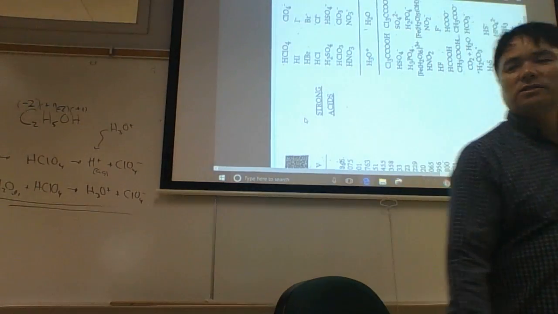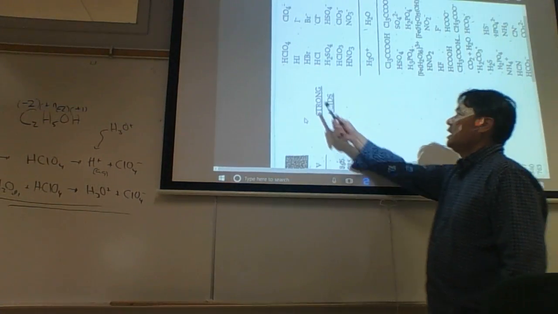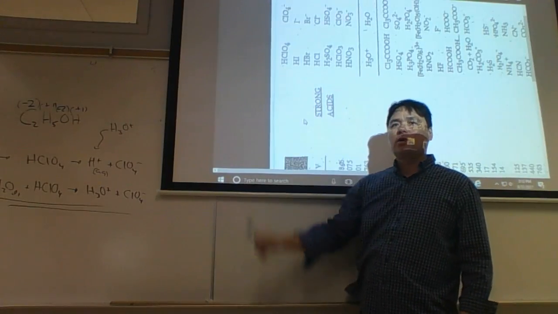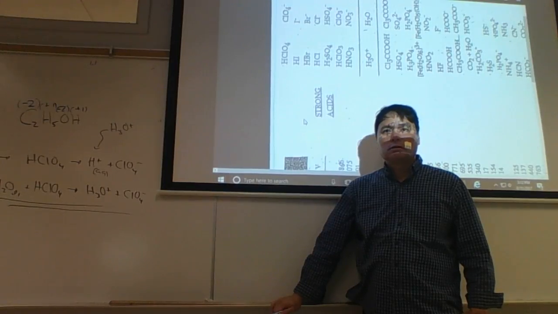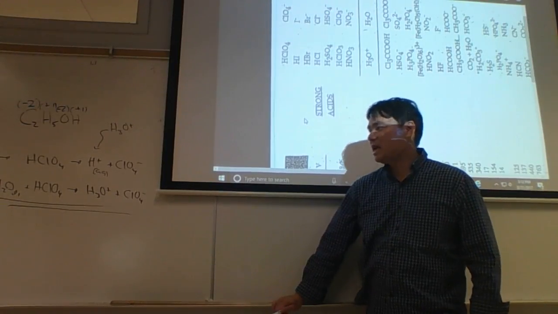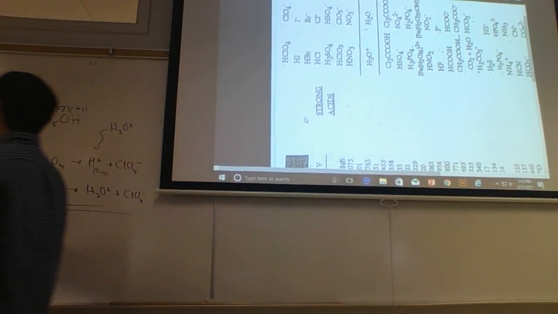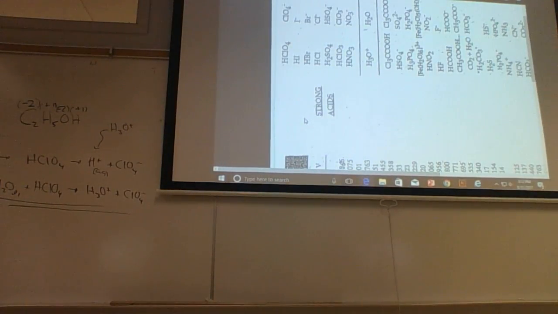So let me ask you this. What's a stronger acid, HClO4 in water or HI in water? In water, which one's a stronger acid? They're the same. Why? Because HClO4 in water yields H plus and ClO4 minus. HI in water yields H plus and I minus. Which one has more H plus? They're the same.